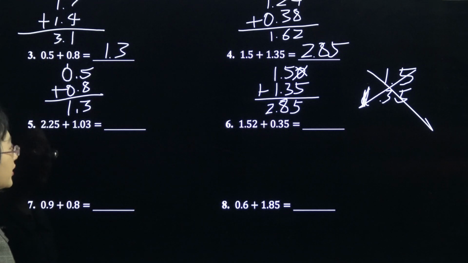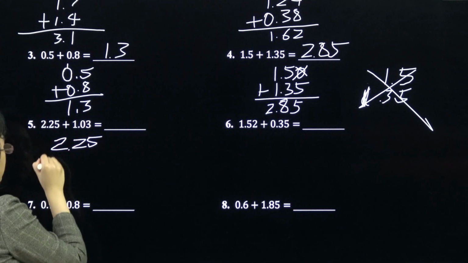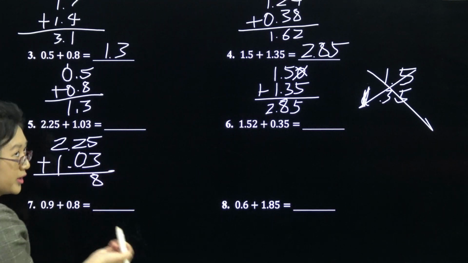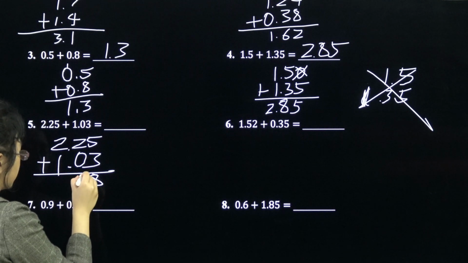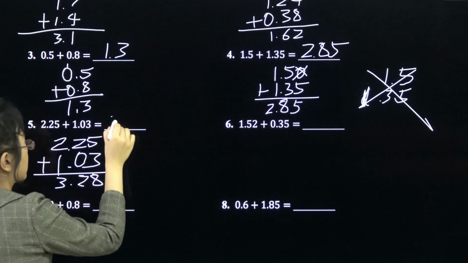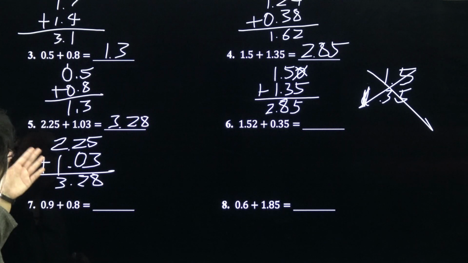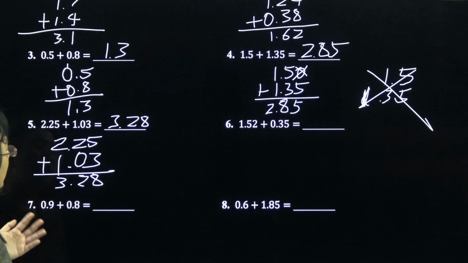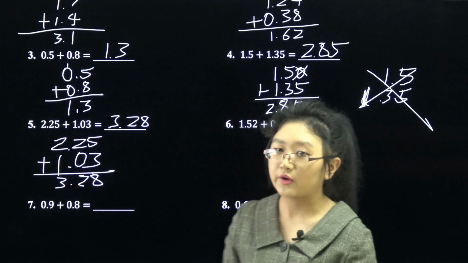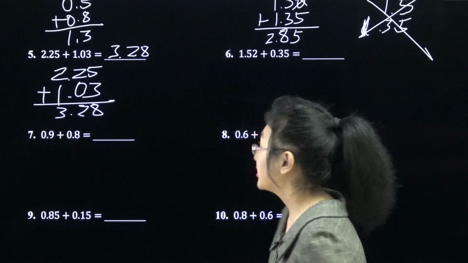2.25 plus 1.03. 3 plus 5 equals 8. We don't need to regroup. 2 plus 0 equals, well, 2. And then 1 plus 2 equals 3. The solution to this is 2.25 plus 1.03 equals 3.28. I know that the instructions may tell you to use models. Honestly, that takes too much time, so.